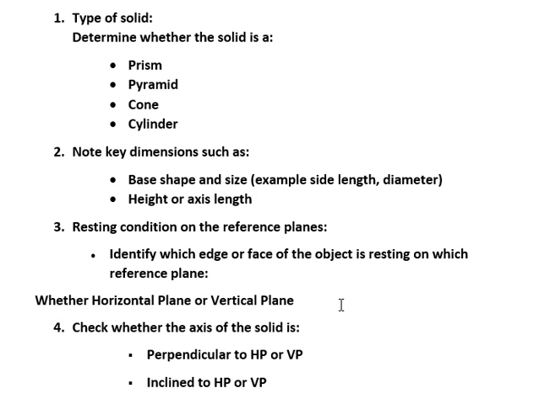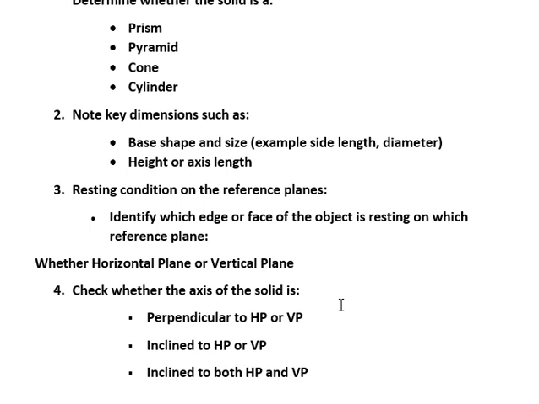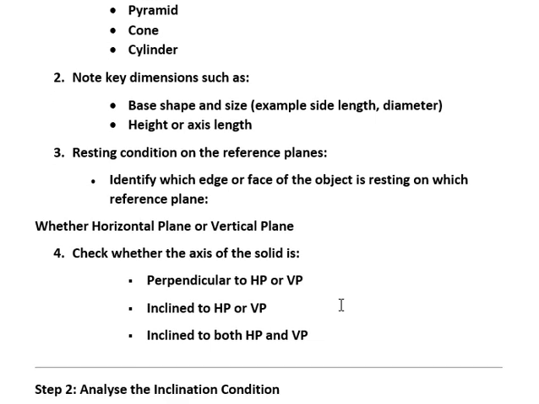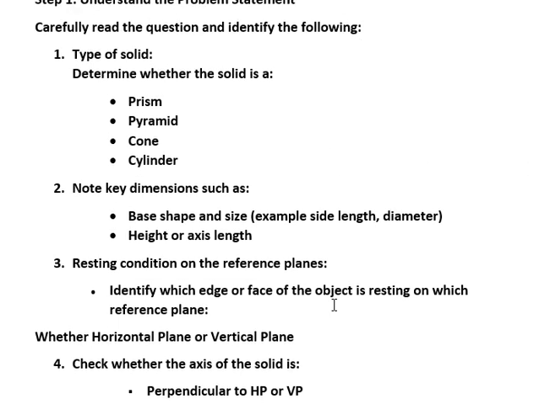vertical plane. Next, we have to see the axis of the solid inclinations: whether the axis of the solid is perpendicular to any of the planes, whether it is perpendicular to HP or VP, or inclined to HP or VP, or the axis of the solid is inclined to both HP and VP. Likewise, we have to see. So these are all the things first we have to see in the given problem statement.